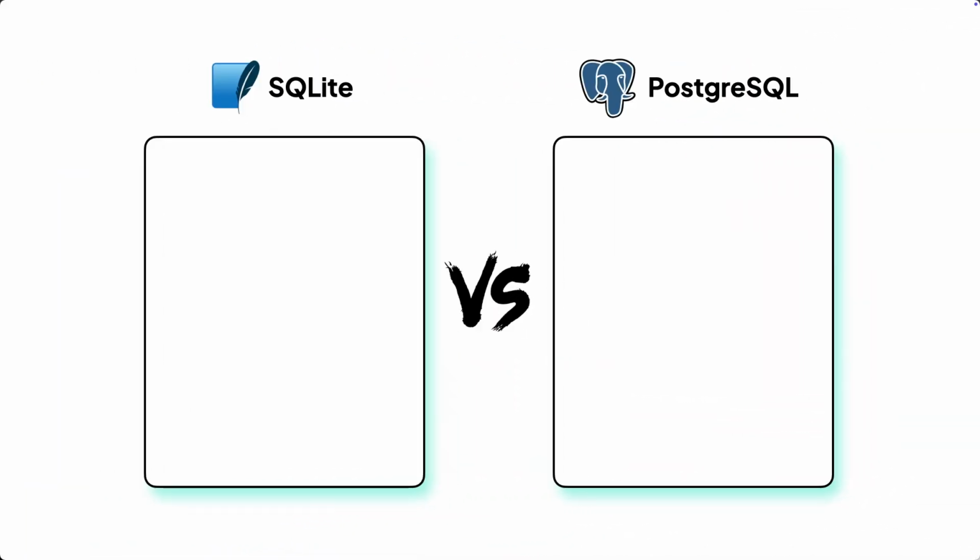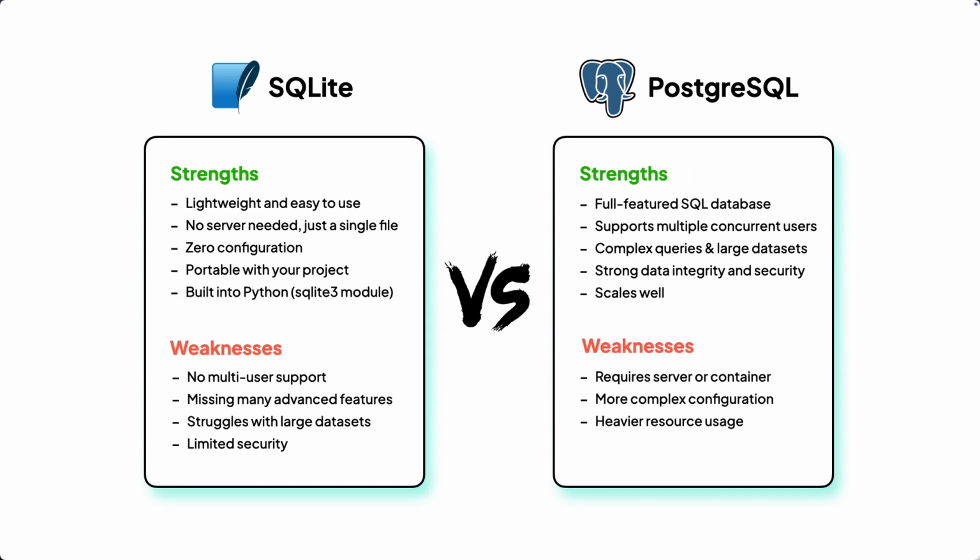First, let's look at some strengths and weaknesses of each database. So SQLite's strengths are it is lightweight and easy to use, no server needed, just a single file, zero configuration, portable with your project, and is built into Python with the sqlite3 module. The weaknesses are it has no multi-user support, it's missing many advanced features, it struggles with large and complex datasets, and it has limited security.